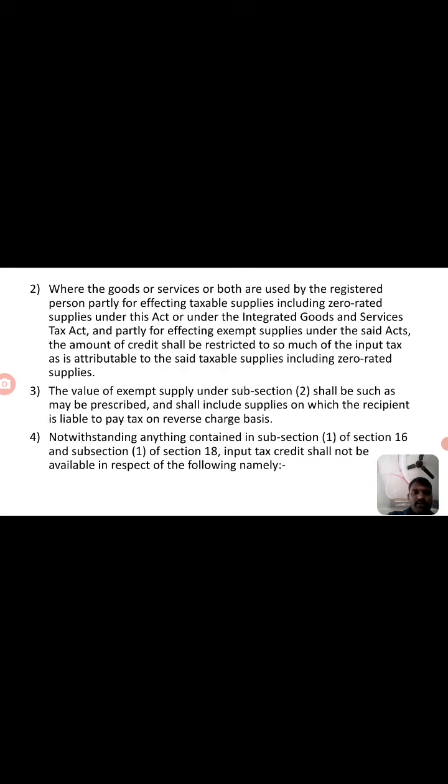The value of exempt supply under subsection 2 shall be such as may be prescribed and shall include supplies on which the recipient is liable to pay tax on reverse charge basis. In this exempt supply category, where the recipient is liable to pay tax on reverse charge basis, the recipient has to pay the tax.